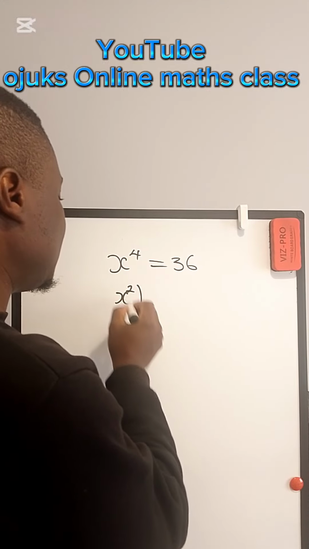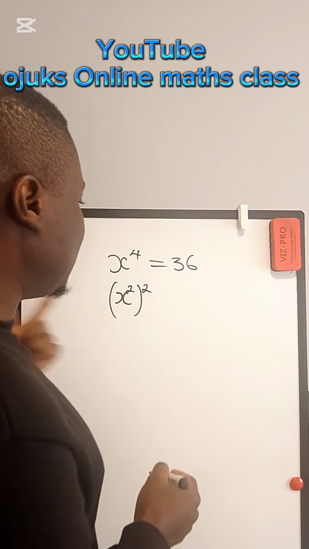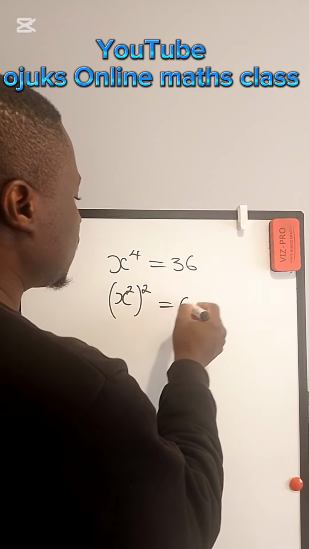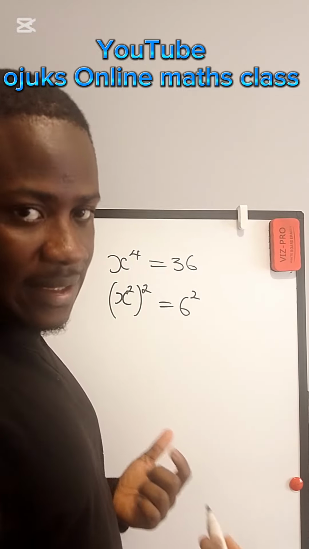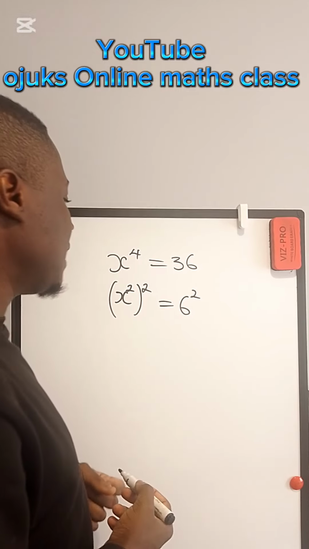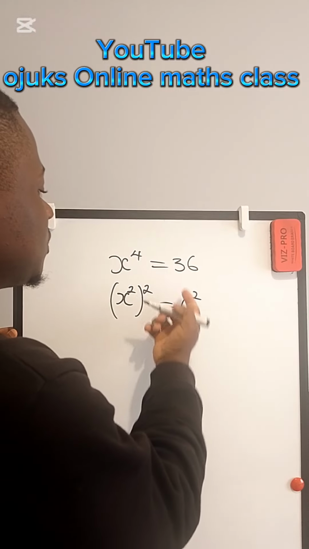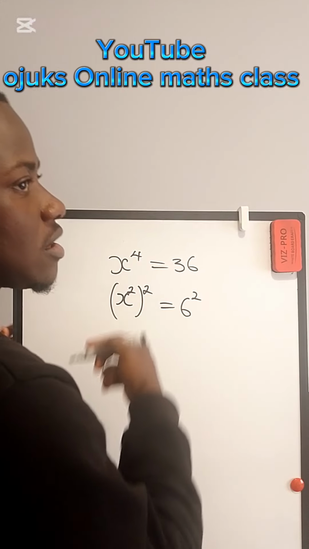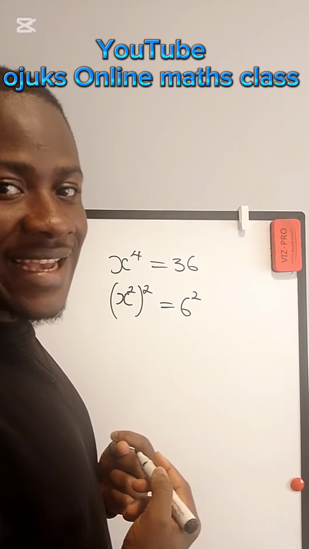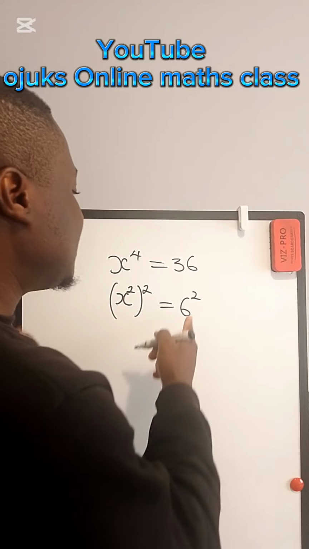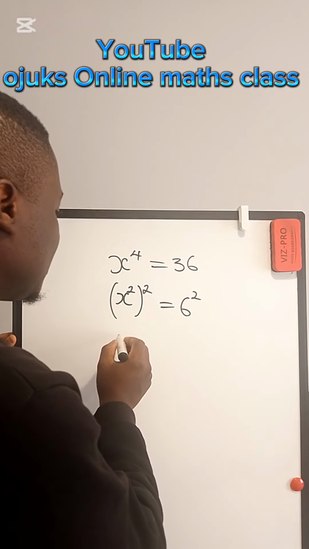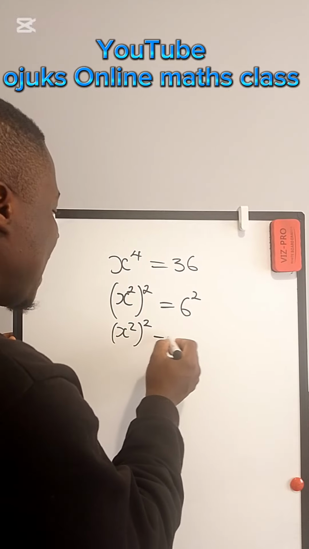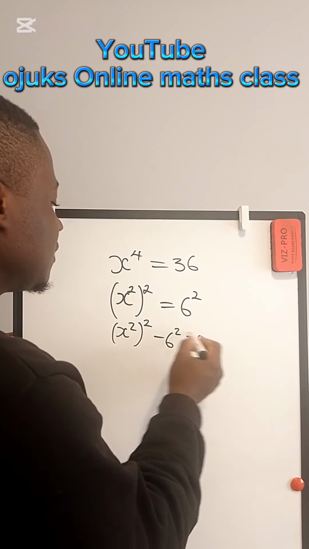Of course, you know that x squared raised to the power 2 is the same thing as x raised to the power 4, equals 6 squared, which is the same thing as 36. Good. Now what next? I'm going to bring this 6 squared to this side of the equation, and mind you, whenever a positive number crosses the equals sign, it changes to negative. So 6 squared crosses the equality sign coming over here, and we're going to have x squared all raised to the power 2 minus 6 squared equals 0.